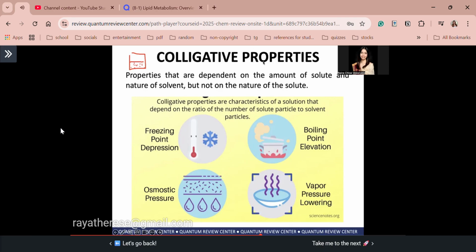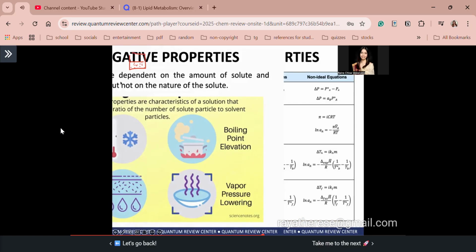Okay? So colligative properties such as lower vapor pressure, boiling point elevation, freezing point depression, and osmotic pressure, they all happen because yung chemical potential ng solvent ay nagdi-decrease because you added more solute particles that disrupt the solvent molecules and make the solvent molecules have less tendency to move or less freedom to move. Okay? I hope that's clear, guys. So here again, you have 4 types of colligative properties and we'll go through them one by one.